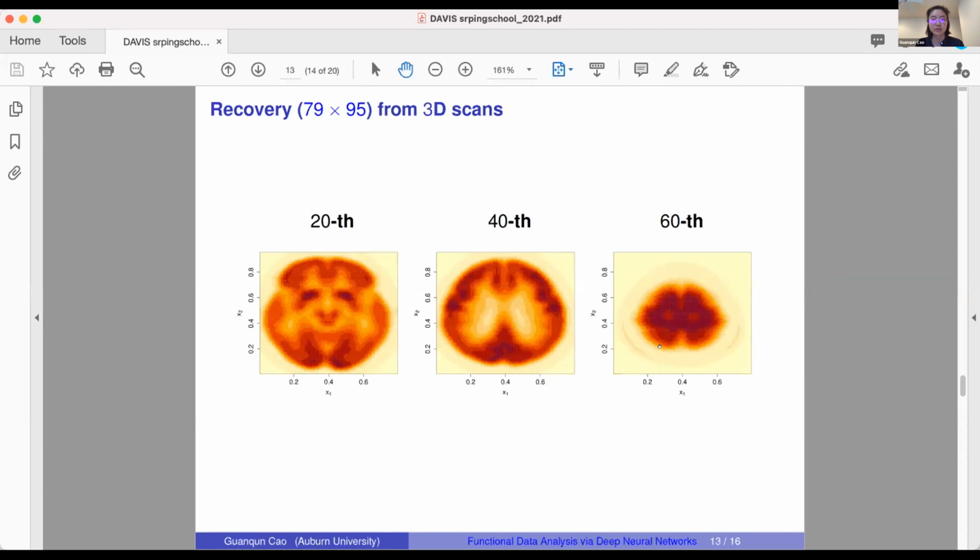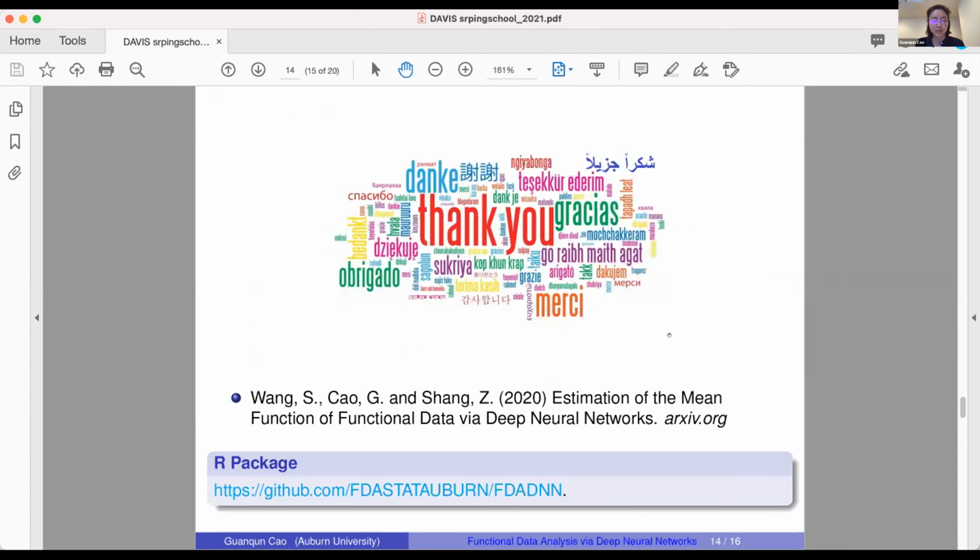Due to time concerns, I didn't show the simulation results, but you can see that, as with our real data analysis result, we have very nice simulation results. So I skip that.